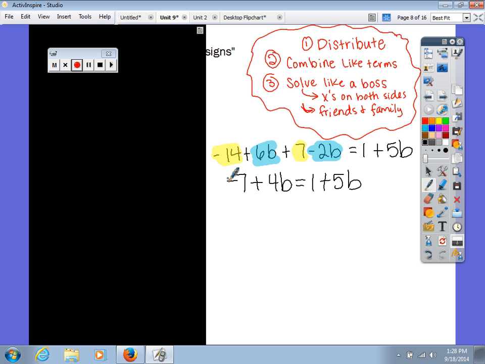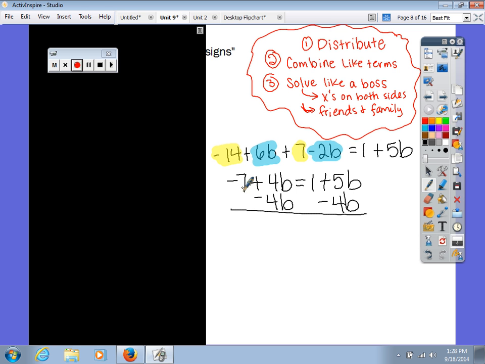So let's go ahead and recap real quick. The first step was to distribute. There was nothing to distribute. Second step said to combine like terms, and we did that. So now we're at the third step, which means solve like a boss. And if you look right here, we actually do have b's on both sides, and it's not an x, it's a b. So from here, we know how to move it. So instead of adding 4b, I'm going to subtract 4b.